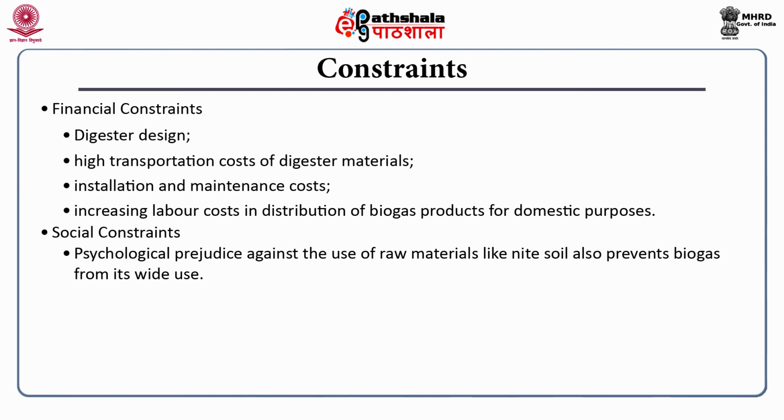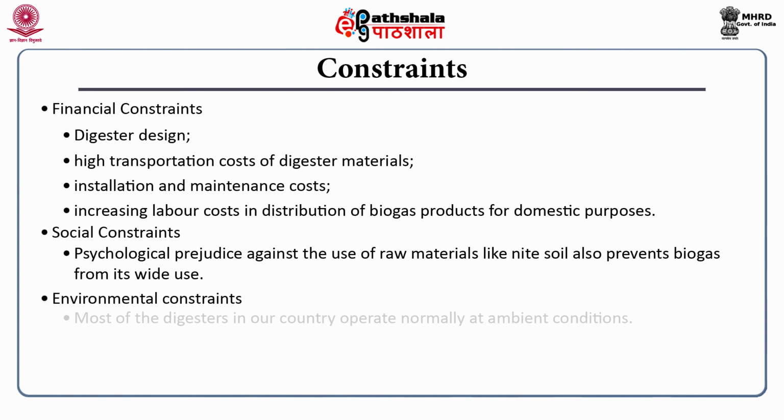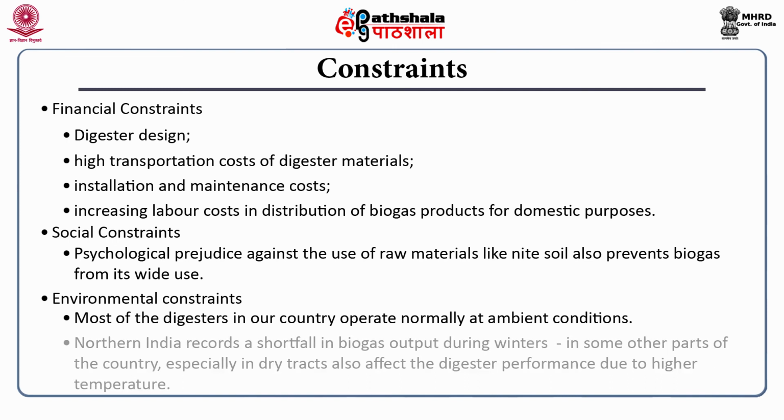The next constraint is the environmental constraint. Most of the digesters in our country operate normally at the ambient condition. North India records a shortfall in biogas output during winter, and in some other parts of the country, especially in the dry tracts, higher temperature also affects the digester performance. So, the low temperature and the high temperature affect the biogas production.